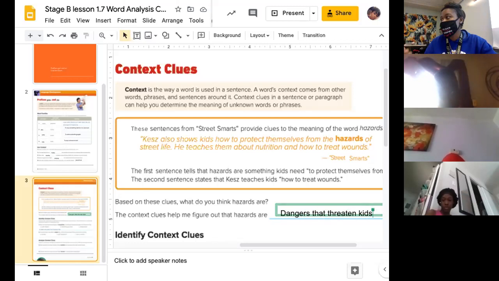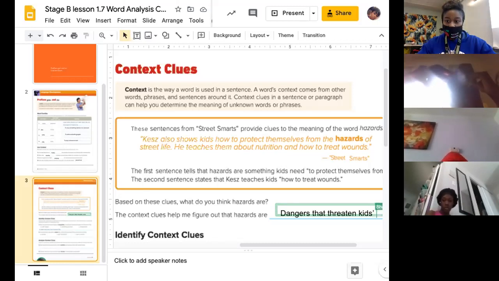The dangers are threatening the kids what? If they have to protect themselves, if they have to treat wounds, what are we referring to? If a kid is living on the street, they're unsafe, right? So the dangers that threaten the kids' safety, and what else? What else is he trying to help protect? Their health, right?